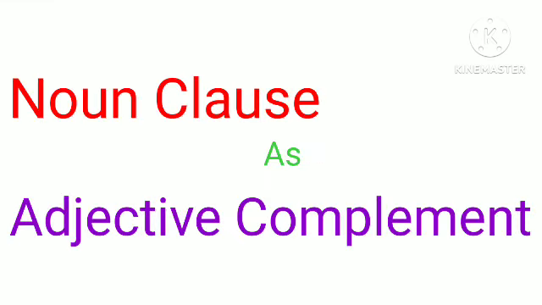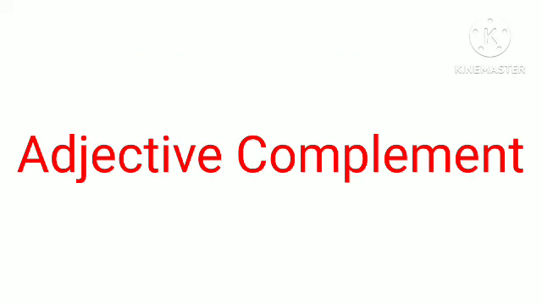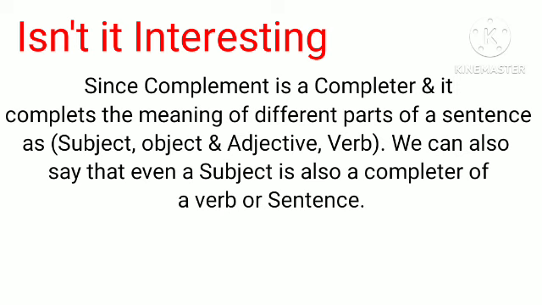So now let's quickly discuss noun clause as adjective complement. Let's get started. First of all, let's look at the function of a noun. A noun can perform the following functions: subject of a verb, object of a verb, object of a preposition, subject complement and object complement, and adjective complement. I specifically made this lecture on adjective complement, so let's get started.